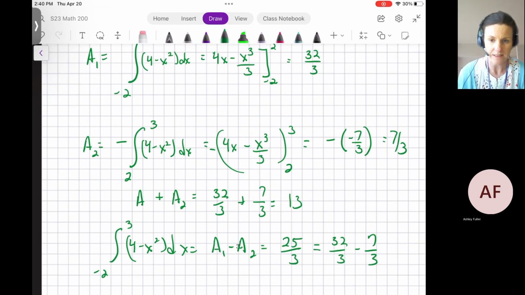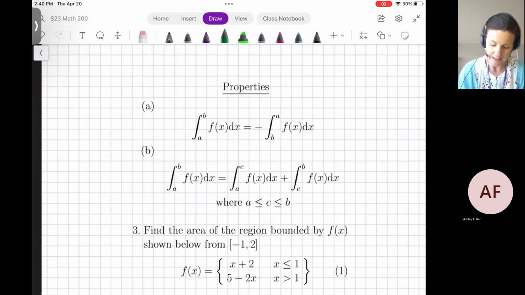Some important properties that extend from this are the idea that we can flip that integral. So notice this first one here, we're going from A to B. The negative of that integral will be the integral from B to A. And likewise, what we did in that initial example is we split the interval over two parts, and we're allowed to do that and add the two pieces together. This can come in very handy when we're dealing with piecewise functions.